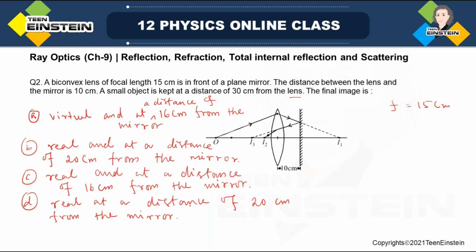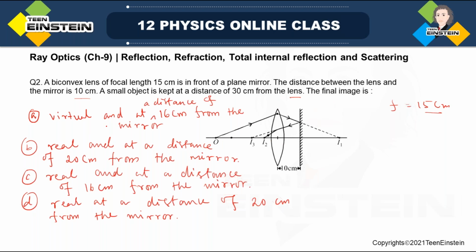Okay, so I'll just repeat the question once again. There is a biconvex lens which is placed at a distance 10 centimeter in front of a mirror, and it has focal length 15 centimeter. The distance between the lens and the mirror is 10 centimeter, given. A small object is kept at 30 centimeter. Suppose this is the object and this distance is 30 centimeter from the lens. Where will be the final image?